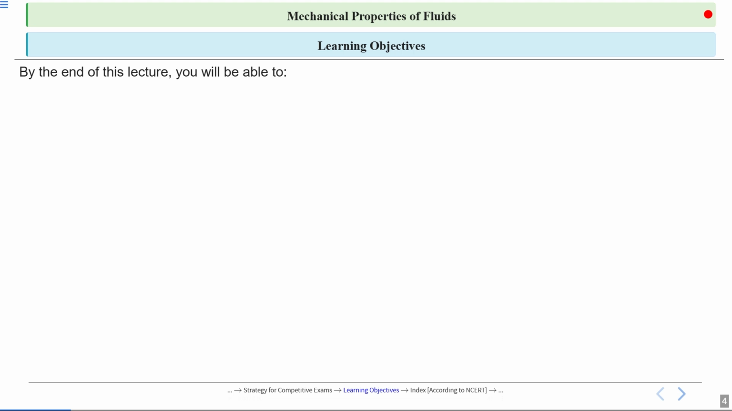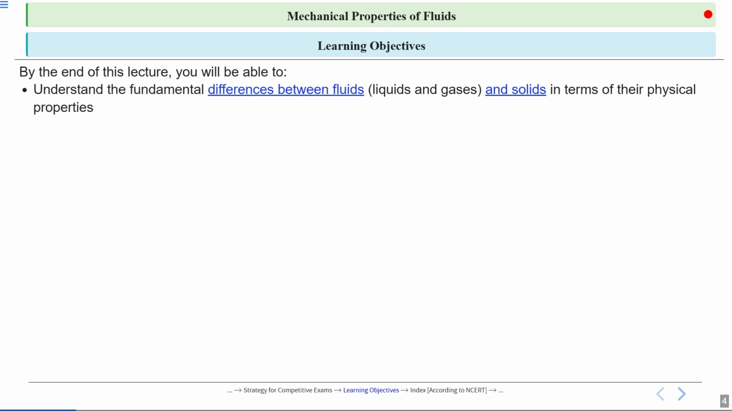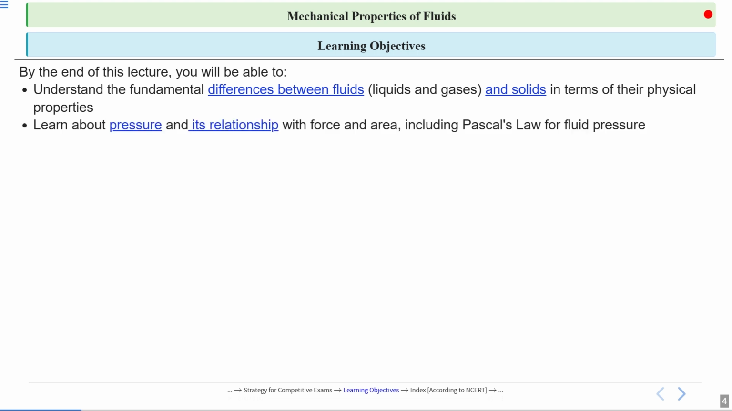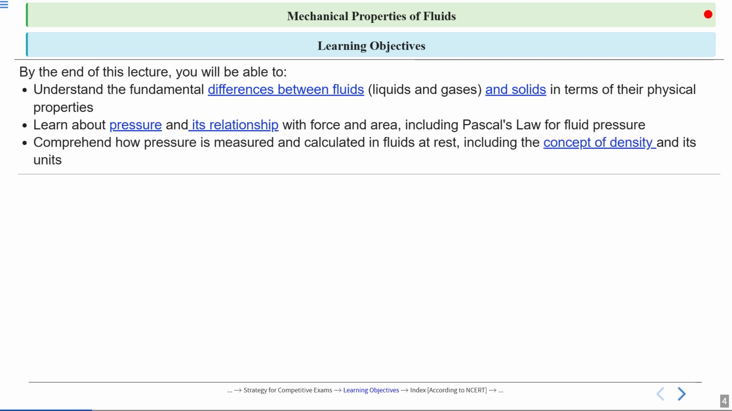Learning objectives. By the end of this lecture, you will be able to understand the fundamental differences between fluids and solids in terms of their physical properties. Learn about pressure and its relationship with force and area, including Pascal's law for fluid pressure, and comprehend how pressure is measured and calculated in fluids at rest, including the concept of density and its units.